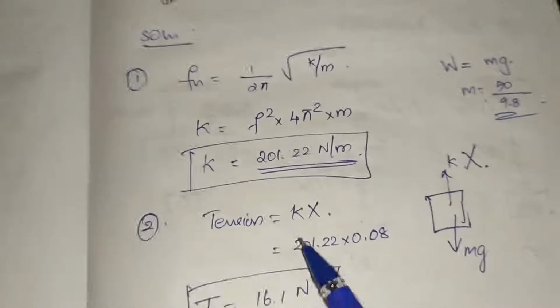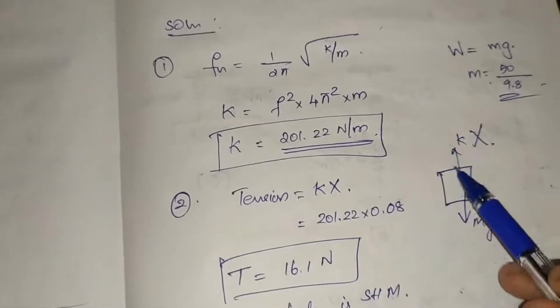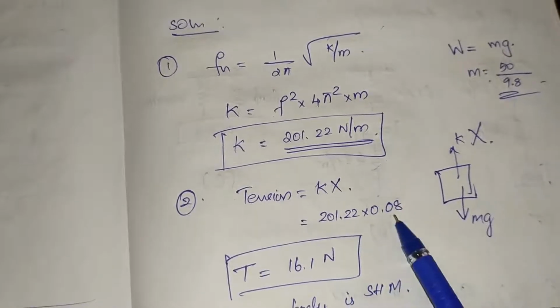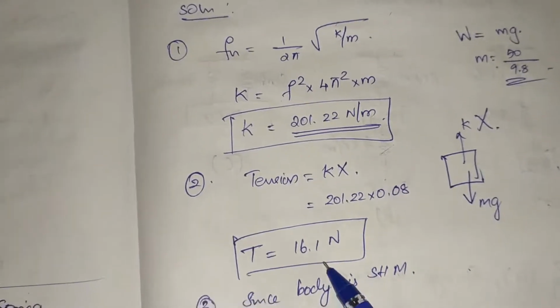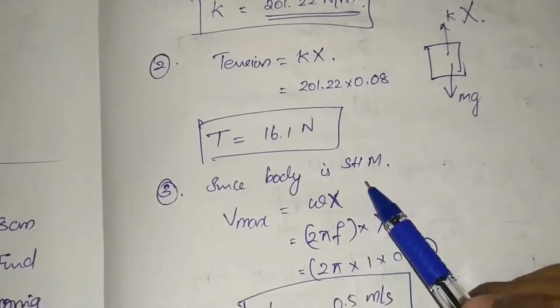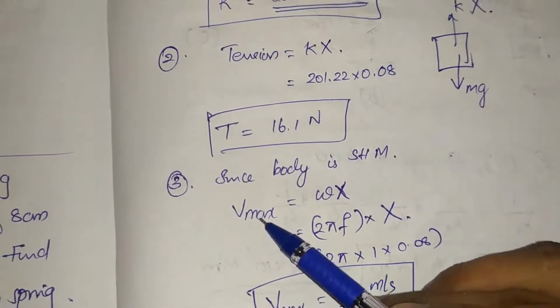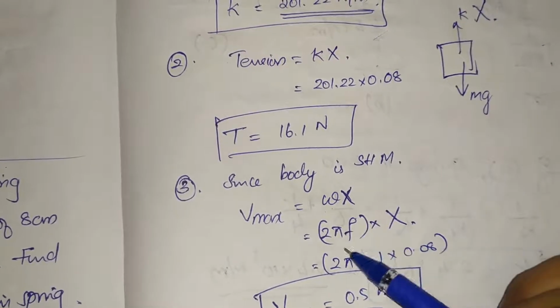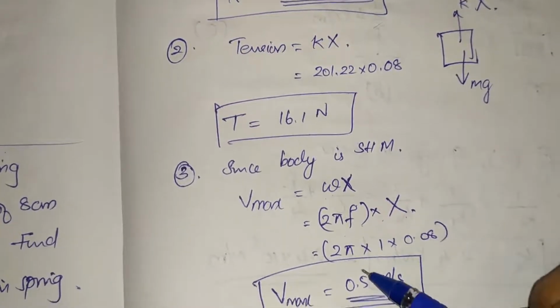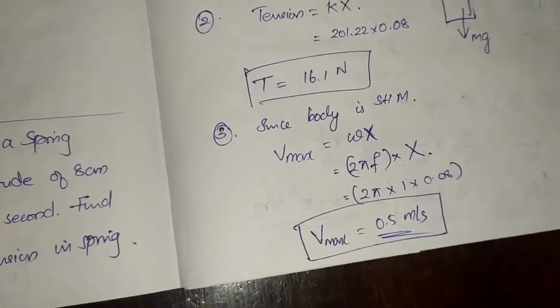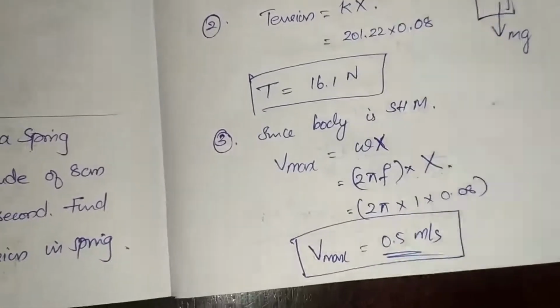Now tension, that means the force, Kx, you know amplitude x is 0.08. Okay, tension you found out. Since the spring is in simple harmonic motion, Vmax is omega into x, 2 pi f into x, and you will get the maximum velocity here. Okay, clear?